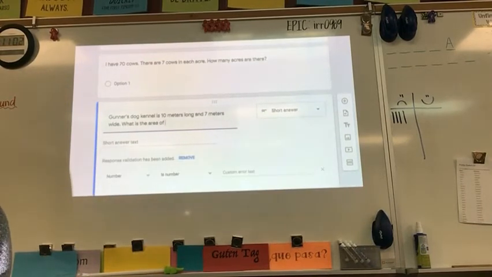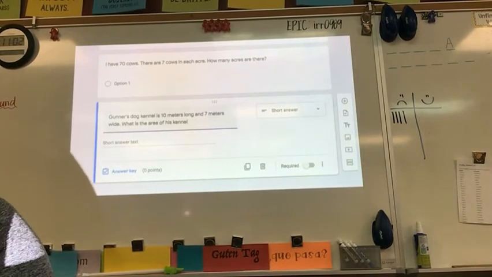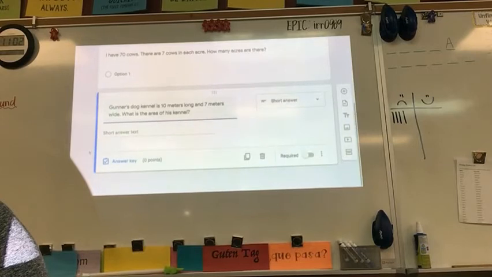What is the area of his kennel? Another way you could word it, if you really want to get your dogs into it, is you could say, how much space do his dogs have, right? This works also. Who else thinks they've got an area problem for me?